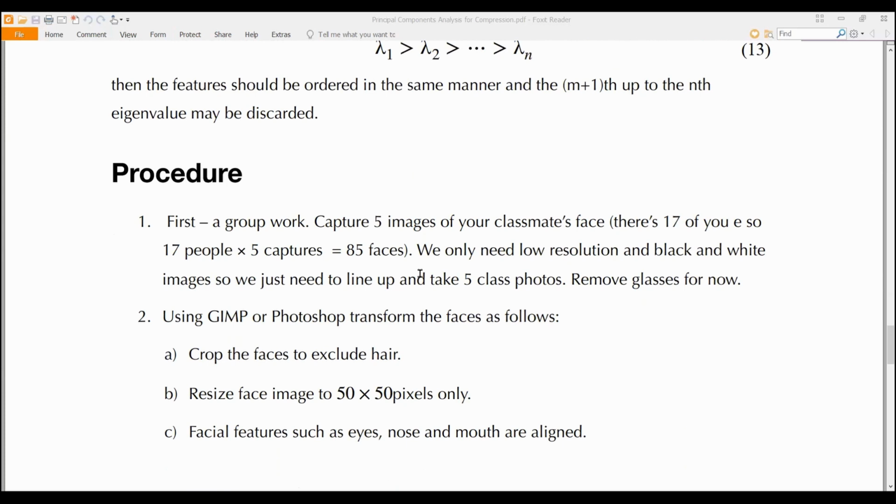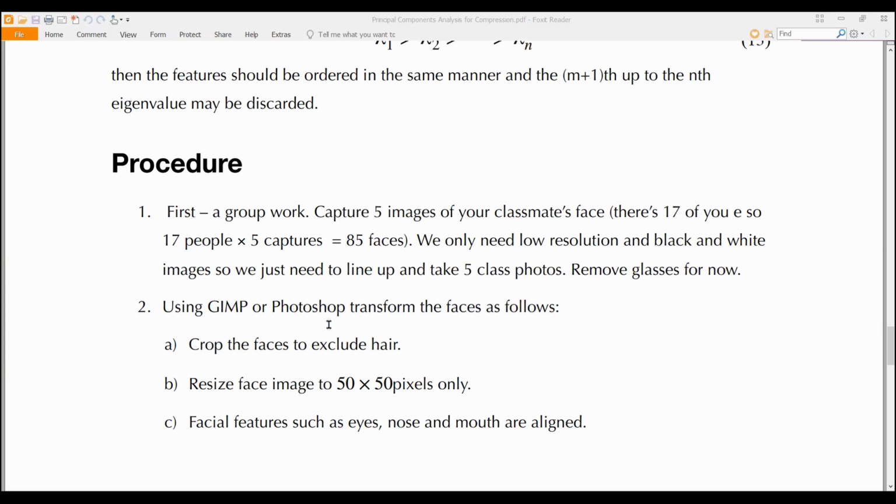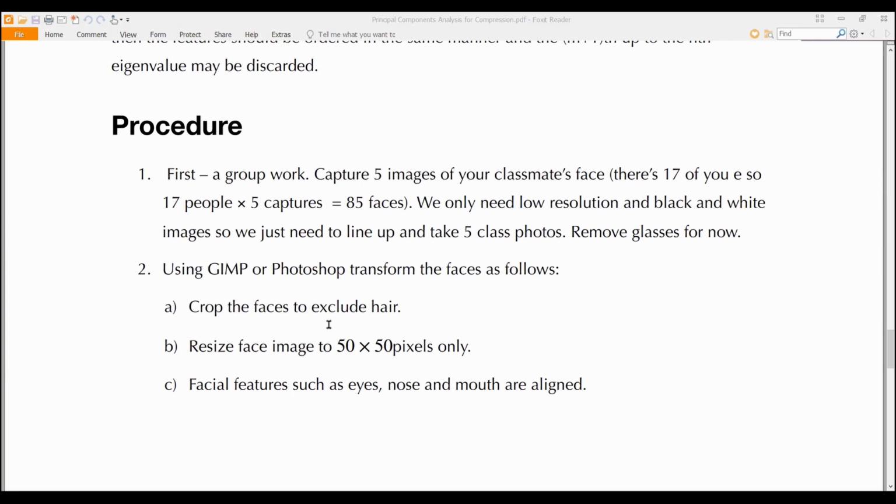Okay, what are we going to do? We are going to compute eigenfaces. Okay, eigenfaces. We only need low resolution and black and white images, so we just need to line up and take 5 class photos. Okay, maybe you could remove glasses for now, please. Okay. So mag-share tayo ng mga 5 class faces natin in grayscale. And then we just need to prepare them in such a way na medyo aligned.